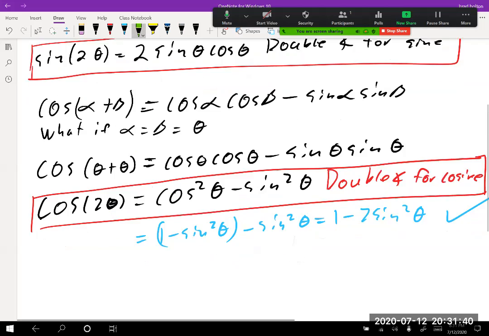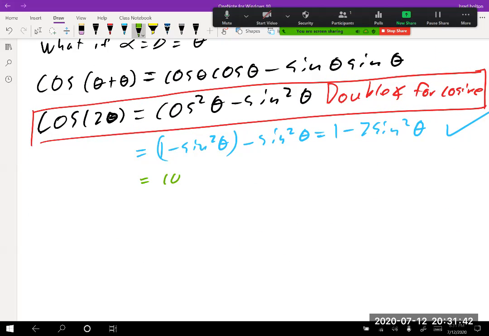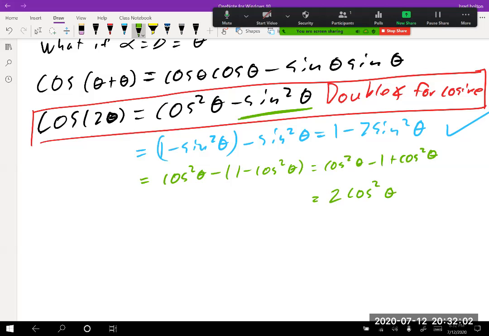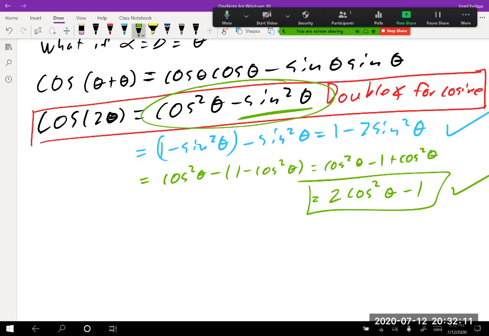But wait, there's more. What if I instead had done cosine squared theta and I converted this guy to 1 minus cosine squared theta? Well, then that would become cosine squared theta minus 1 plus cosine squared theta, but that is actually equal to 2 cosine squared theta minus 1, and that is also the double angle for cosine. So cosine has multiple double angles, but the one I memorize is this one, and then the other two I can build if there's ever a situation where I need it. So these are the ones that we'll focus on for this class.